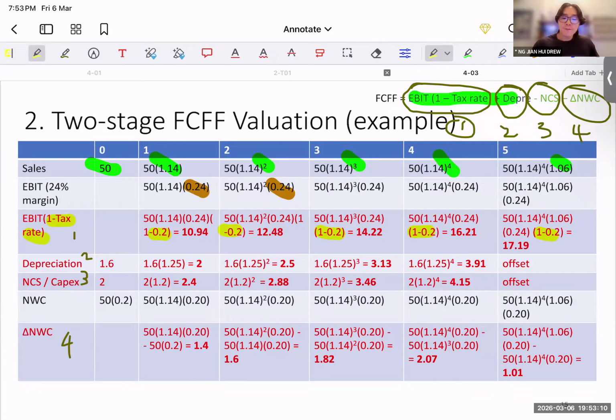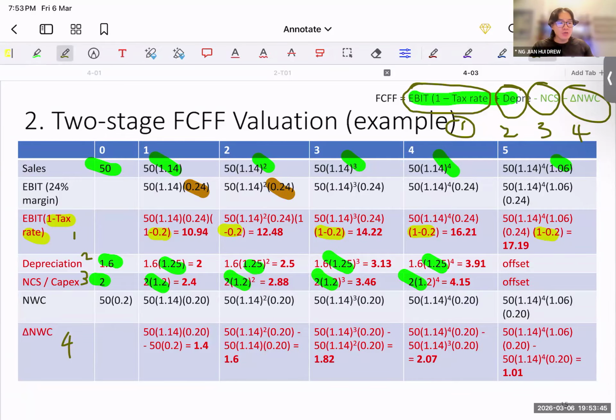The second formulation that is in red is our depreciation. The question has given us that the depreciation starts at 1.6 and it's just going to grow at a flat pace in the supernormal growth stage, which is 25%. Our NCS, or capital investment, is going to grow at 20%, starting from 2 million.